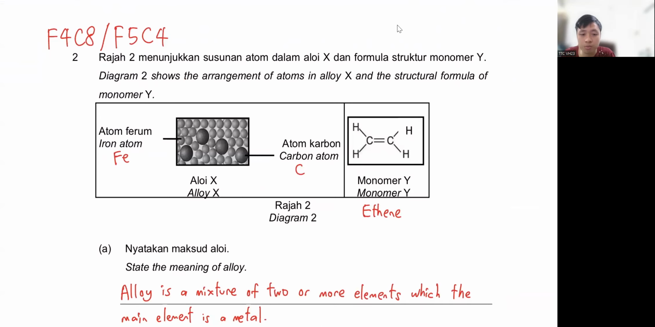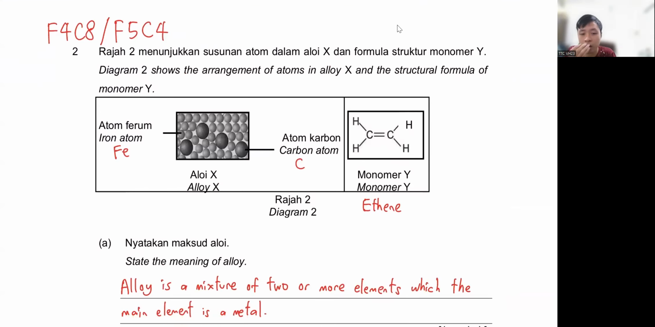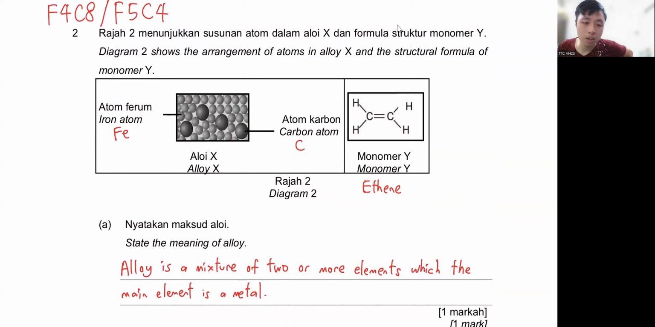Question 2. You can say write out the meaning of alloy first. If you remember, 2044, chapter 8. This one actually is iron and carbon. This one actually is steel. If it's stainless steel, it's actually iron, carbon, nickel, and chromium. This one actually is ethene, monomer one. And now the alloy meaning first.